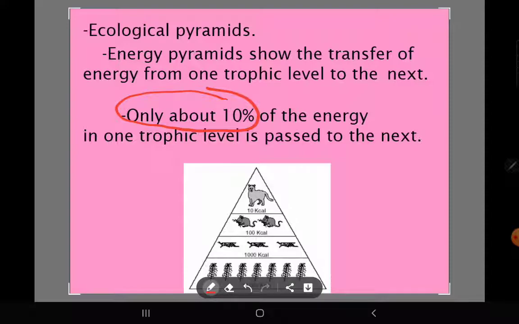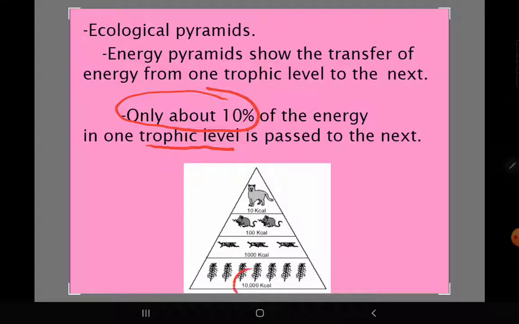In fact, only about 10% of the energy in one trophic level, which basically each one of these is a trophic level. So steps in a food chain are a trophic level. In each trophic level, only about 10% of energy is transferred.